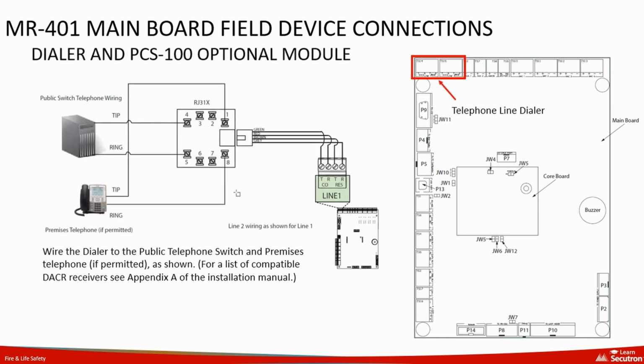This diagram shows the connection setup for the UDAC telephone line dialer on the main board. It demonstrates how to wire the dialer to the public telephone switch and to a premises telephone system, if permitted. The detailed wiring configuration includes the correct placement of tip and ring lines for the RJ31X jack and highlights the designated ports on the main board for these connections.